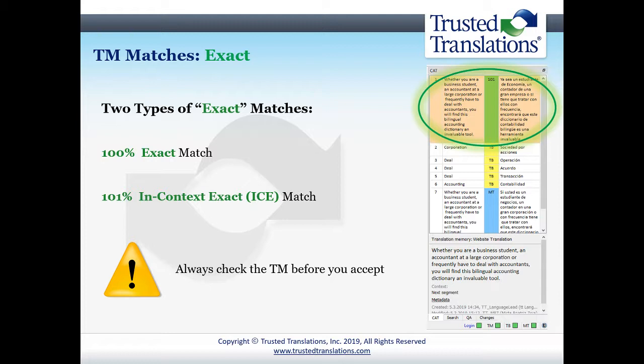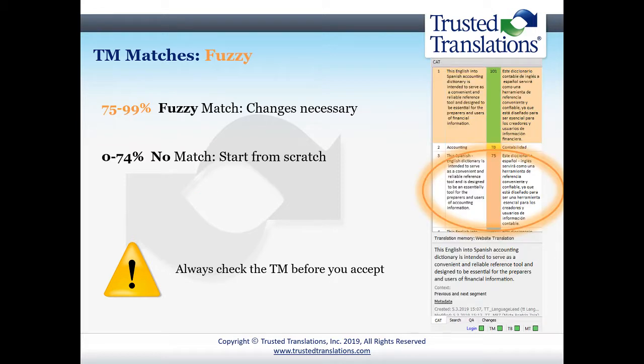Now, we all know that machines are infallible, but they still rely on human input, which is why you should always check the TMs before you accept them, even if they're 101% matches. I've seen it happen. A translator makes a mistake, which is saved into the TM, and that original mistake starts spreading like a virus because other translators accept the TM suggestion without checking it. Check it.